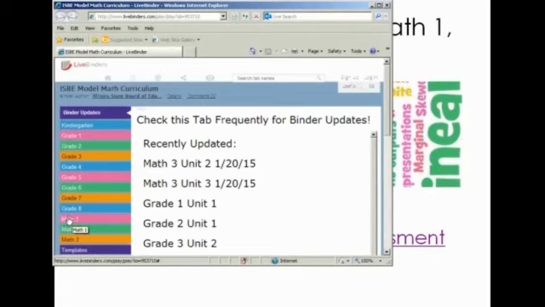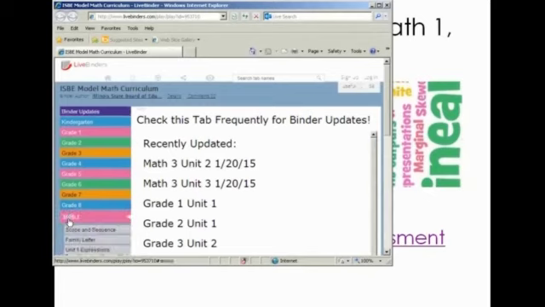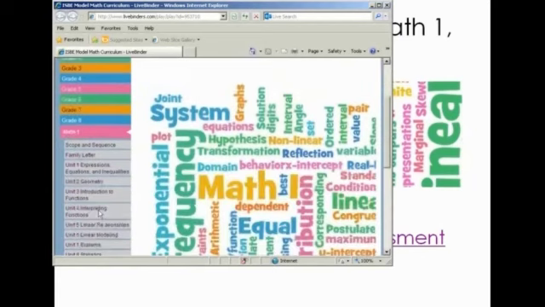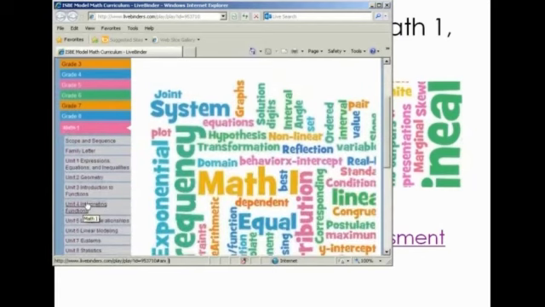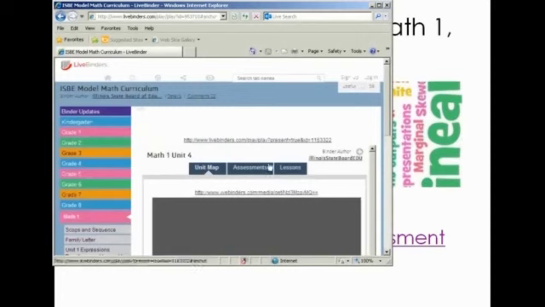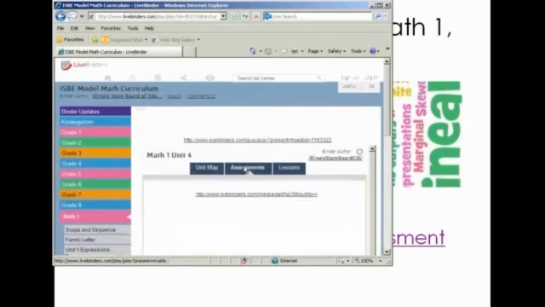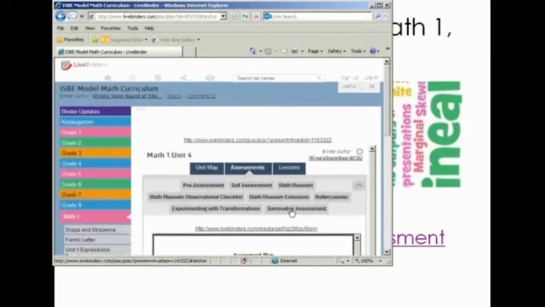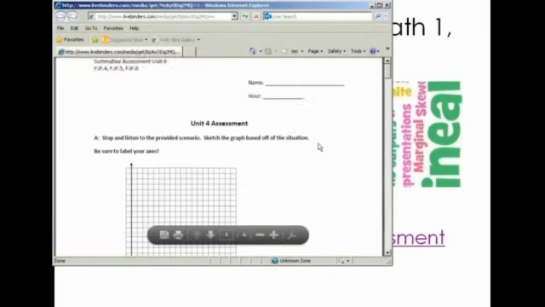For example, this is a Math 1 course, so we will choose Math 1. We will scroll down to Unit 4, Interpreting Functions, and then we see these various tabs. Well, since we're starting by looking at the summative assessment, we will click on the Assessment tab, and now we will click Summative Assessment, and here we have one.